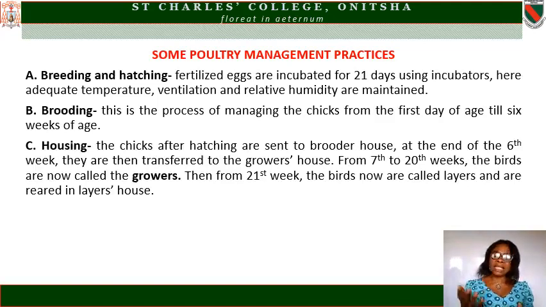The chicks, after hatching, are sent to the brooder house. At the end of the 6th week, they are then transferred to the grower's house. From 7 to 20 weeks, the birds are now called growers. Then from 21st weeks, the birds now are called layers, and they are reared in layers' house.